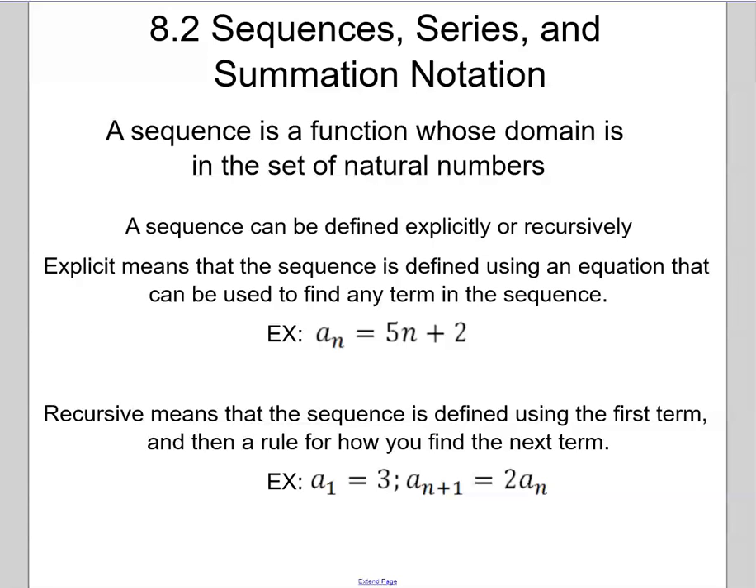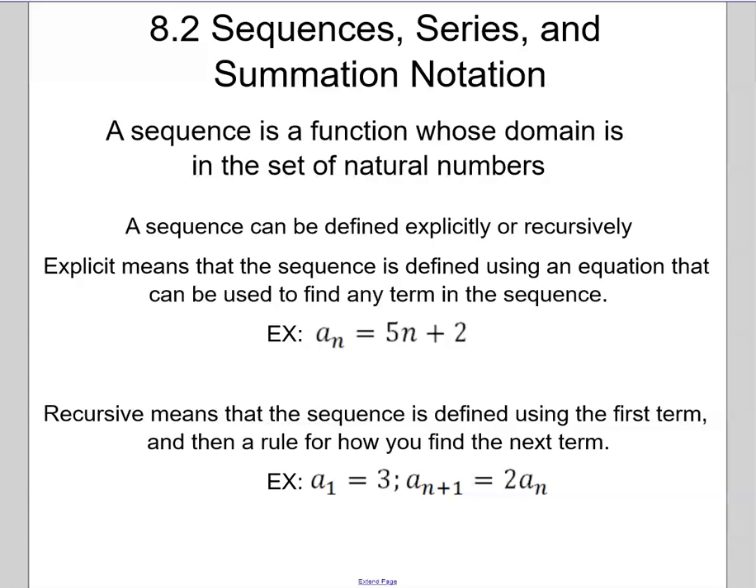All right, we're going to get into some sequences and series. A sequence is essentially just a list of numbers that has some sort of pattern to it. The definition is a function whose domain is the set of natural numbers. So you've got some sort of equation that represents whatever that pattern is.